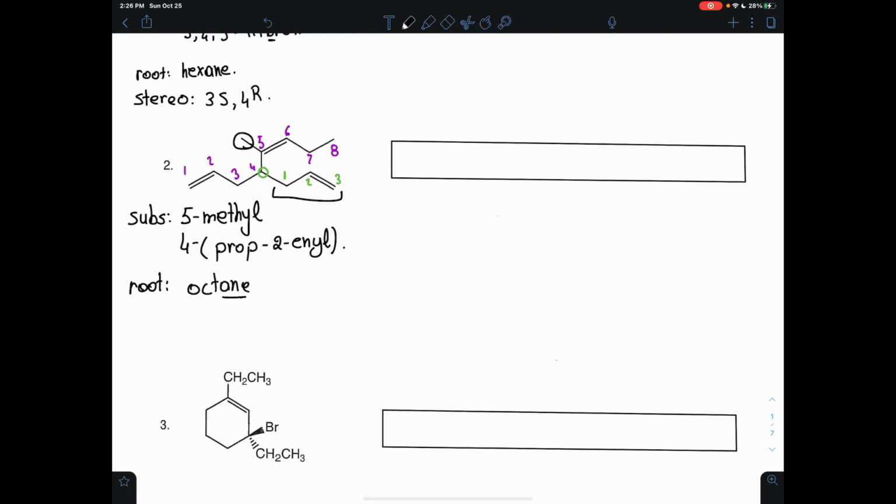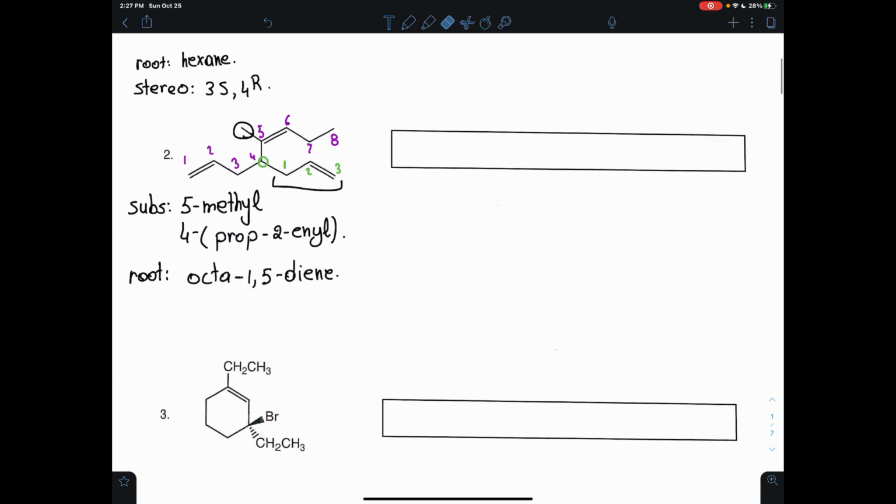It's usually octane, right? But we have double bonds here, and if you notice, we have 2 double bonds. So that's a diene. So how would we write this? It's gonna be octa, and then it's gonna be a 1,5-diene. You can also write that as 1,5-octadiene. Alright, I'm gonna erase this one because there's just so much.